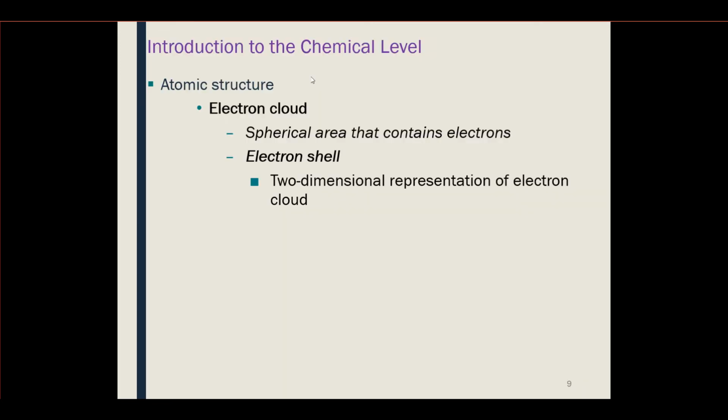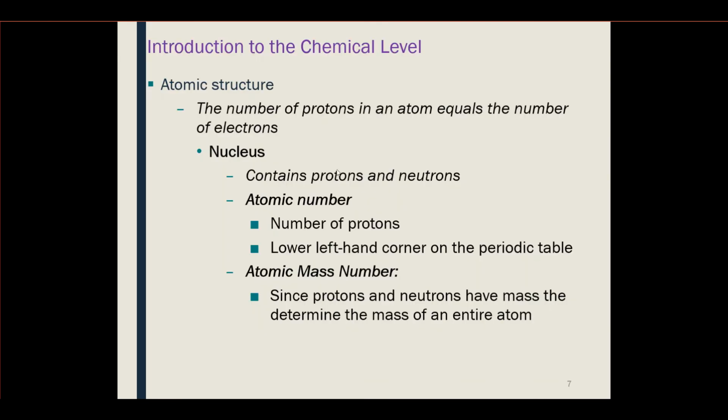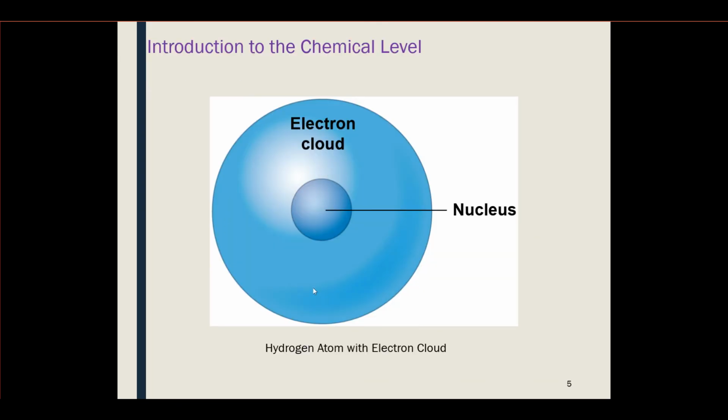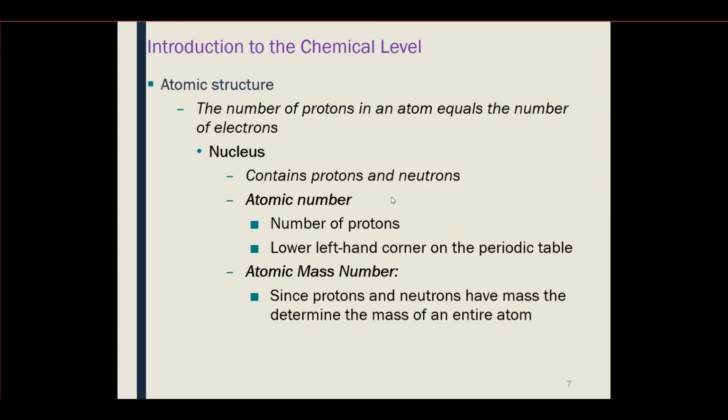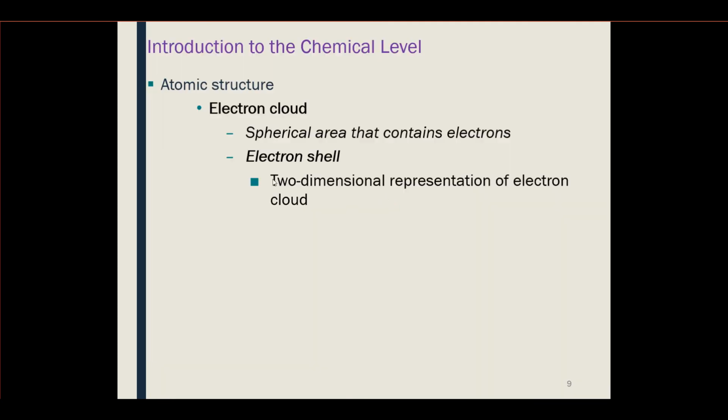So now we know the nucleus. How about the electron cloud? This is a spherical area that contains the electrons. If we were to do this from a two-dimensional perspective, we actually usually draw electron shells, and we can see that the electrons are going to be in these electron shells or energy levels. But the electron cloud itself is this spherical area. I'll show you right here. This whole big spherical area is where we would find the electrons circulating around at any time. We'll talk about the electron shells in the next lesson.